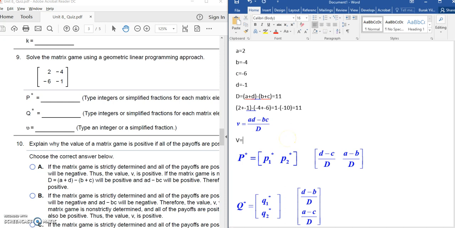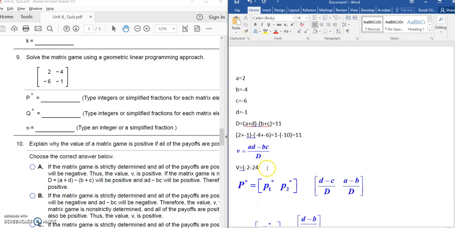Okay, so let's figure out V. So A times D, that's 2 times -1, which is -2. And then minus B times C is -4 times -6, which is +24. So that minus comes from this. And that divided by capital D is 11, which would give me -26 divided by 11. So that's the value of V, -26 divided by 11.